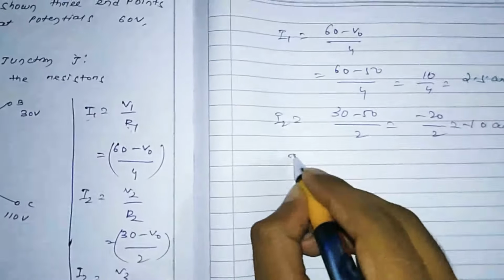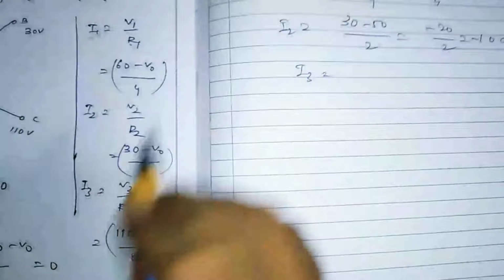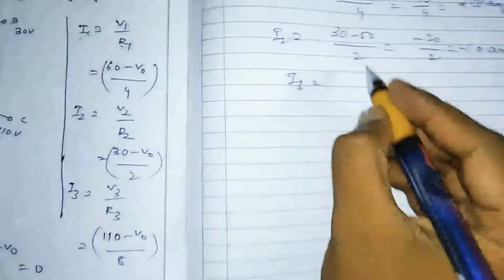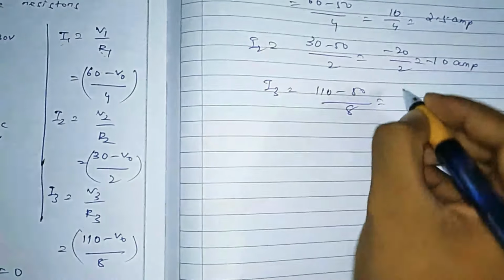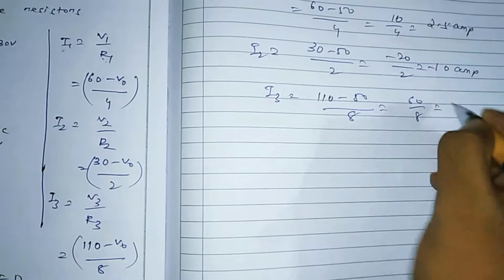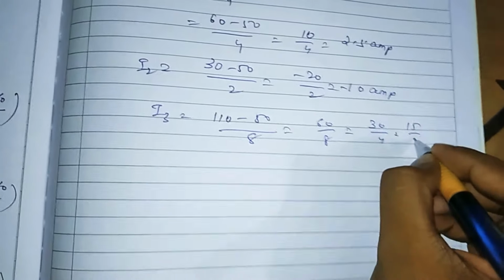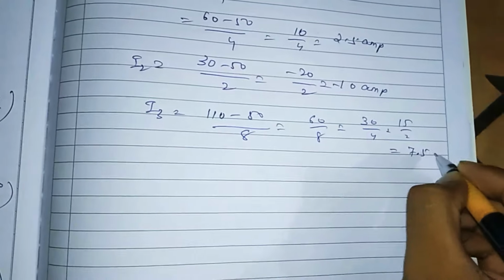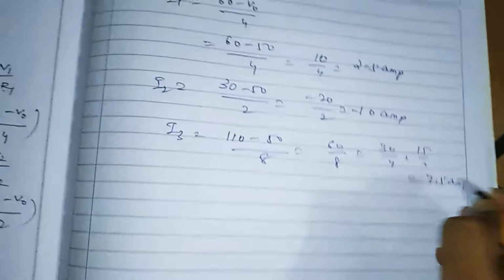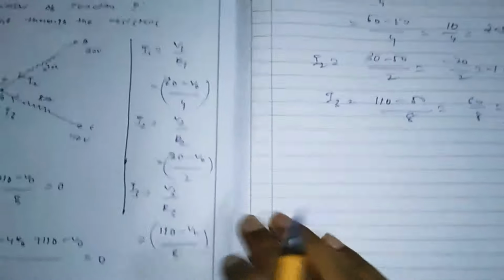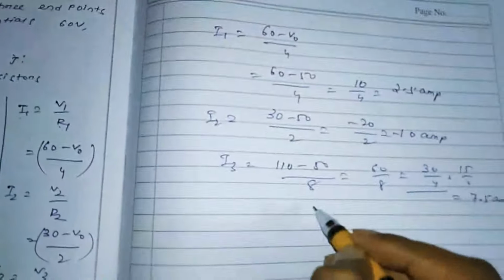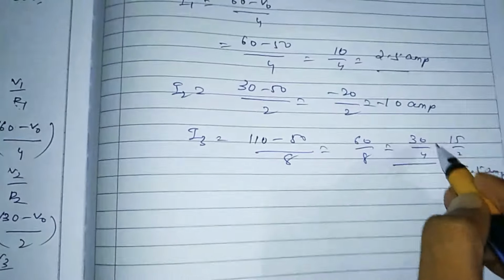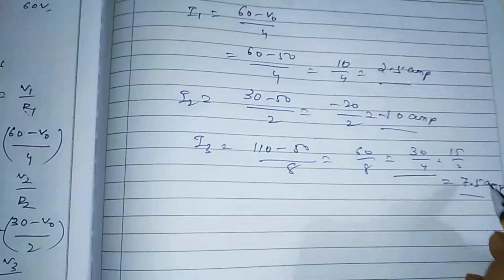Now what is the value of I3? I3 is equal to (110 minus V0) by 8, that means (110 minus 50) by 8, or 60 by 8, simplified 30 by 4, or 15 by 2, that is 7.5 ampere. So we can write the values of I1, I2 and I3: the first is 2.5 ampere, the second is minus 10 ampere, and the third is 7.5 ampere.